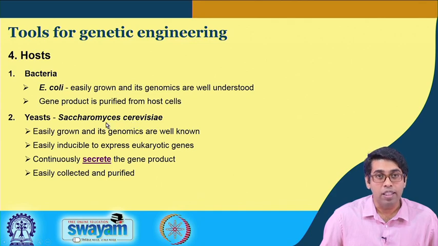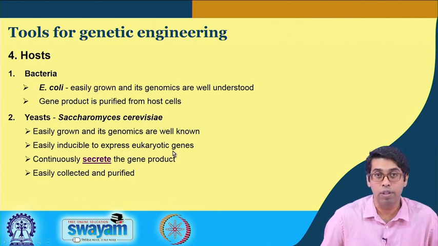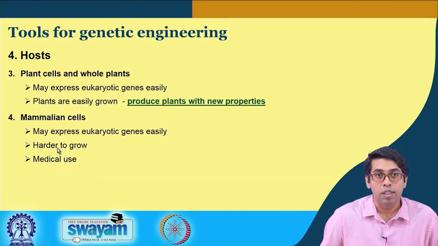Apart from bacteria, yeast can also be used, and it is widely used, especially for eukaryotic proteins or eukaryotic genes which sometimes do not express well in a bacterial system. They are then expressed in yeast. The other two hosts, which are higher organisms, are plant cells and mammalian cells. Both are very good for expressing eukaryotic genes, but are more difficult to handle.